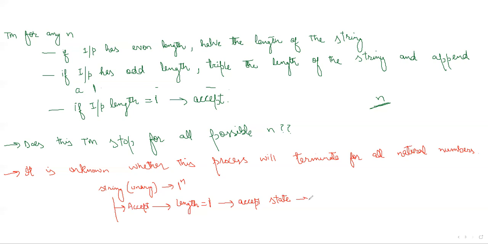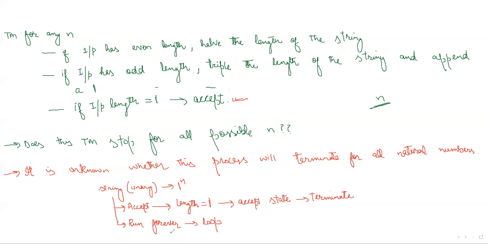Accept state means that it will terminate. And for some other strings, for some other n, another possibility is it will run forever. Forever means it will go into a loop. It will never reach this point. So it is not running forever.